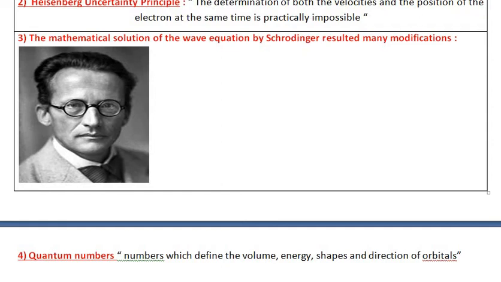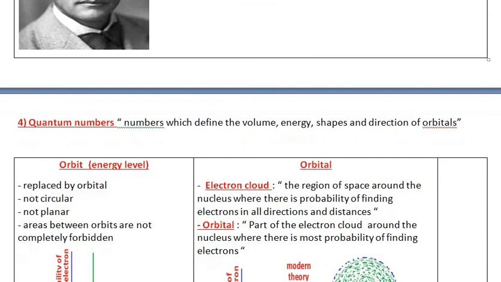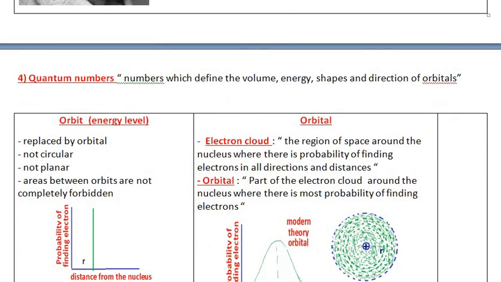By solving this equation, we obtain four numbers. The four numbers determine the position, the energy, and some information about the electron. These numbers are called quantum numbers. There are four quantum numbers. We are going to study them later, in the second period, inshallah. The four quantum numbers are numbers which define the volume, energy, shape, and directions of orbitals in which electrons circle around the nucleus.